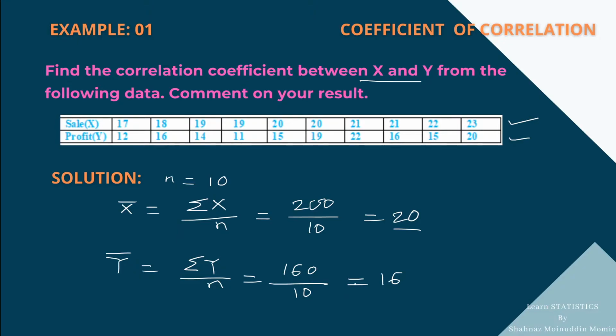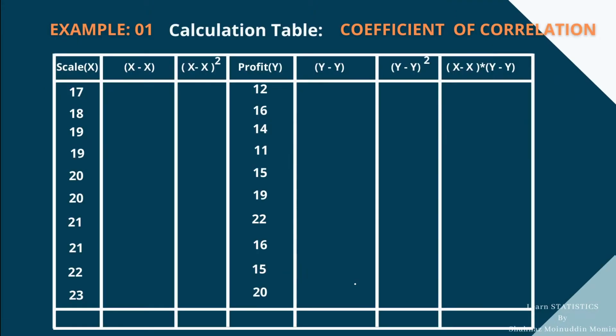Now we prepare a calculation table to obtain the sum of the terms. I will write sales and profit in vertical columns. Now I will calculate x minus x bar, where x bar is 20 as we have calculated. So subtract 20 from each value of x. 17 minus 20 is equal to minus 3. Similarly, 18 minus 20 is equal to minus 2.